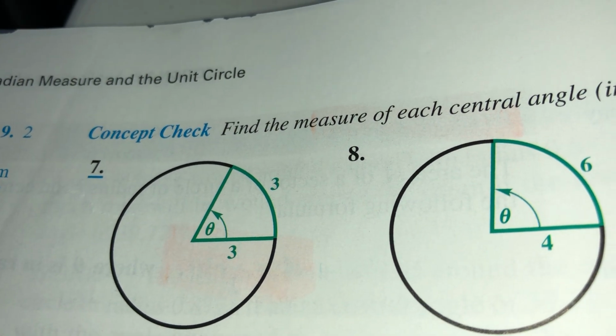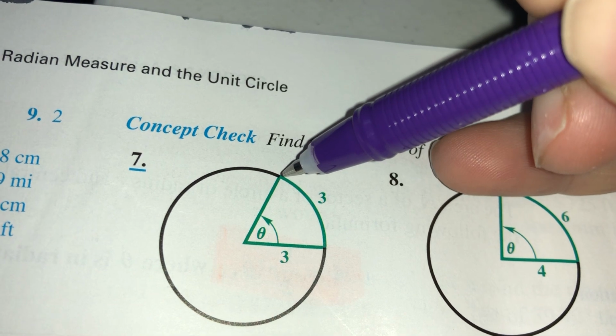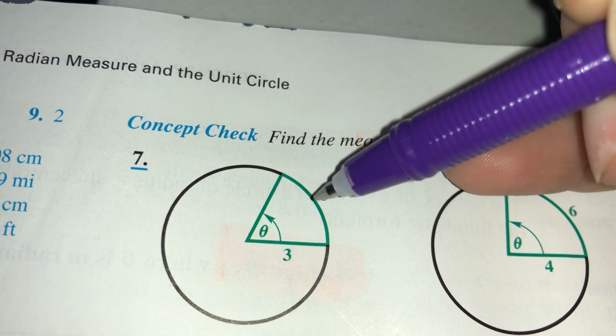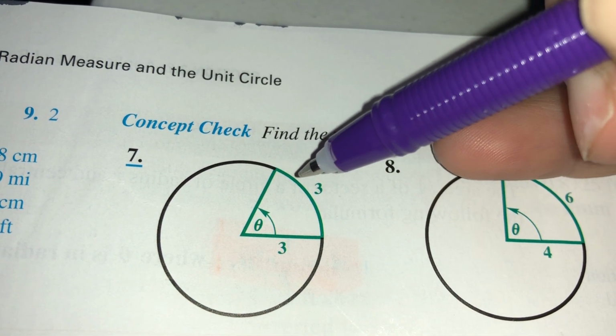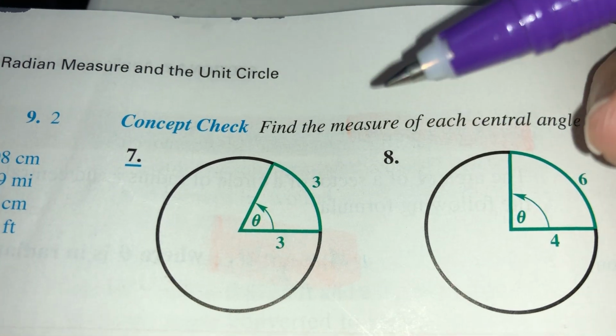So I do know what s is. S is the arc length. Arc length is literally the distance that you walk around the edge of the circle. So if you are imagining taking a walk on a circular track, if you started here and you walked to here, you went 3, whatever these units are, we don't know.